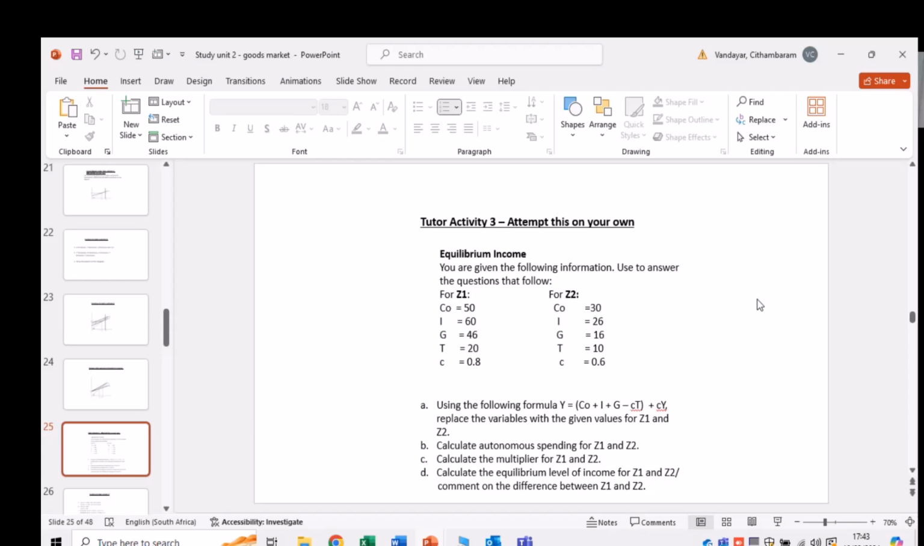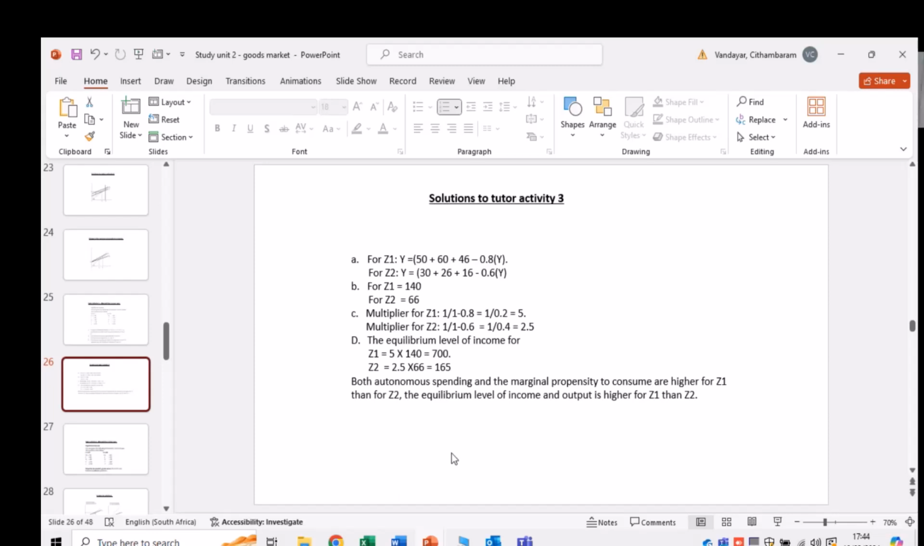So with an MPC of 0.8, it's 1 over 1 minus 0.8. 1 minus 0.8 is 0.2, and so 1 over 0.2 is 5. What about the other one? 2.5, sir. 2.5 is correct. Calculate the equilibrium level of income and output for Z1 and Z2. Yes, for Z1 I got 700, and for Z2 I got 165. You all got 700 for Z1. The difference between the two is 535. Yeah, that's right.